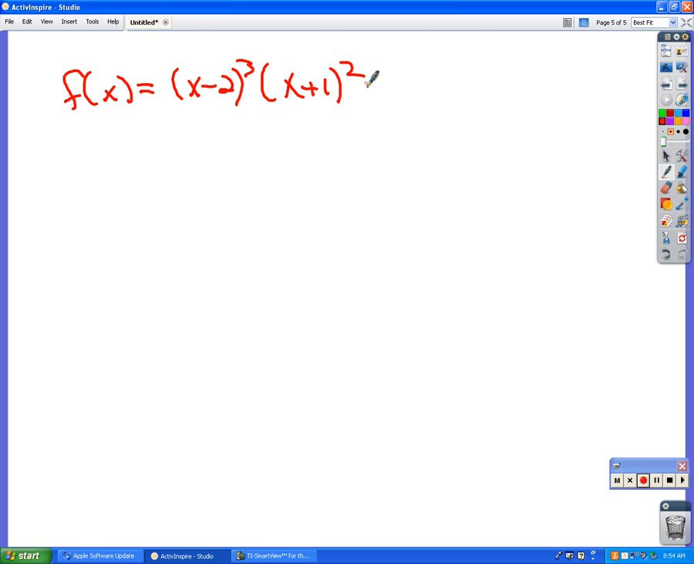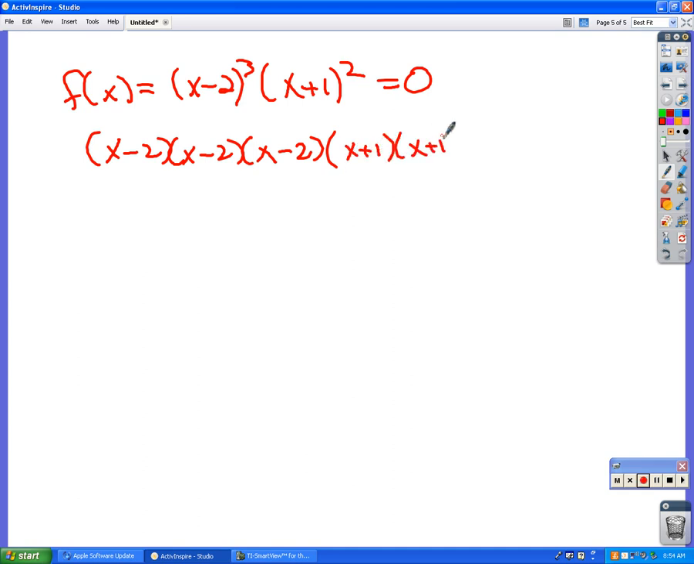Okay, sometimes functions can have multiple zeros at the same spot. So for example, if I start with x minus 2 cubed times x plus 1 squared, if I take and set that equal to 0, x minus 2 cubed means what? 3 of them. Yeah. So it means x minus 2 times x minus 2 times x minus 2. And x plus 1 squared means 2 of those. X plus 1 times x plus 1.